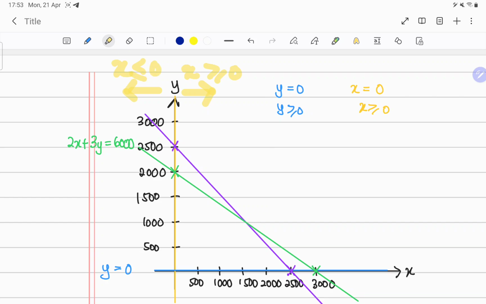But apparently we have x greater than 0, right? So we will shade the right side. You can use numbers instead of making your paper messy. So I will just use blue color here to write it.